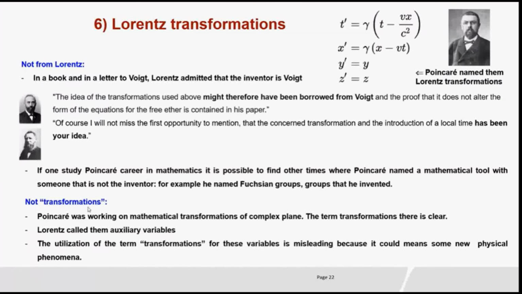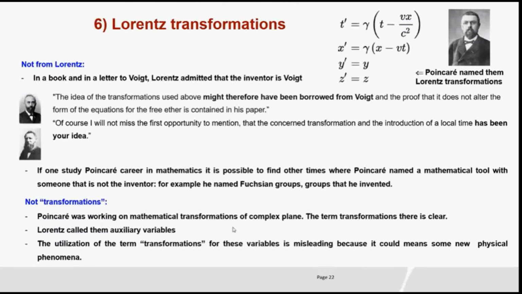They are not transformations. What does it mean, transformation? What does this mean, t prime, x prime, y prime, z prime? What does transformation mean here? As I said, Poincaré was working in mathematical transformation of the complex plane. If you study this mathematical domain, it's easy to understand. You have a certain complex plane, you transform z to z squared, something like that, so there is no problem of calling them transformation.